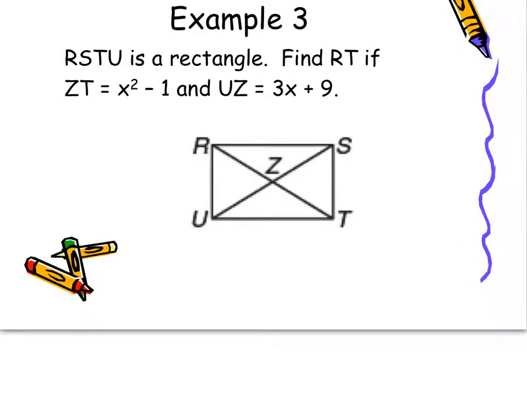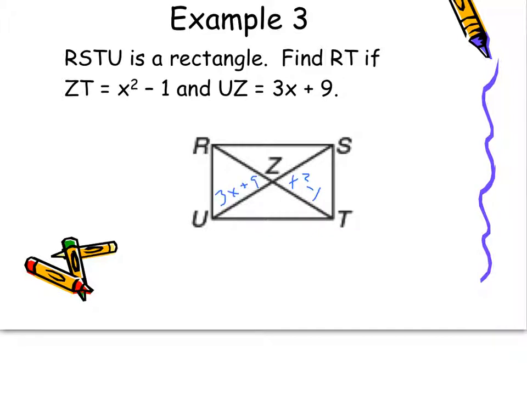All right, we have another algebraic type problem here. It's not a proof, which is great, even though sometimes I do like to prove it. All right, so we know that RSTU is a rectangle. So this bad boy right here is a rectangle. I do love rectangles. We want to find RT, so that's one of the diagonals here. If ZT equals x squared minus 1, and UZ equals 3x plus 9.